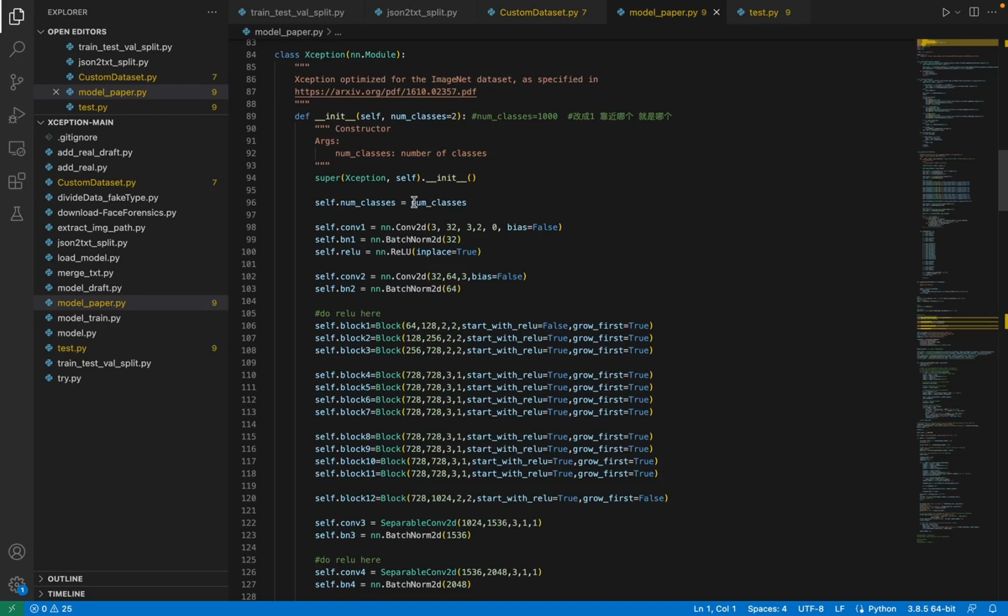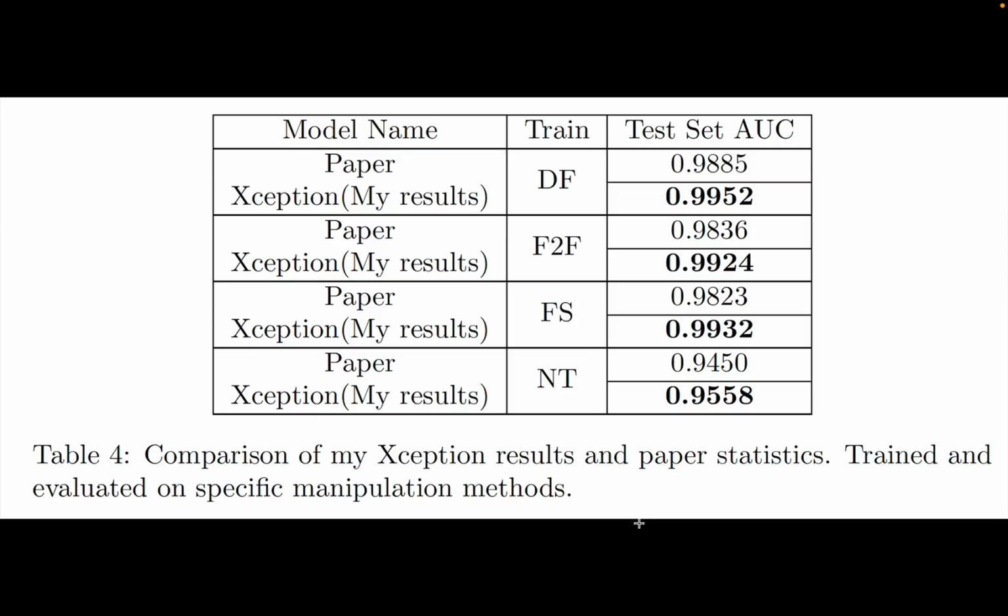After that is the most important part, which is the training part. Basically we use the Xception class, which is constructed based on the architecture graph shown just now. After training and testing on the datasets, we got this table which shows the comparison of my Xception results and the results in the paper. We can find that the paper statistics are better than mine, but overall they are similar and the results are satisfactory.